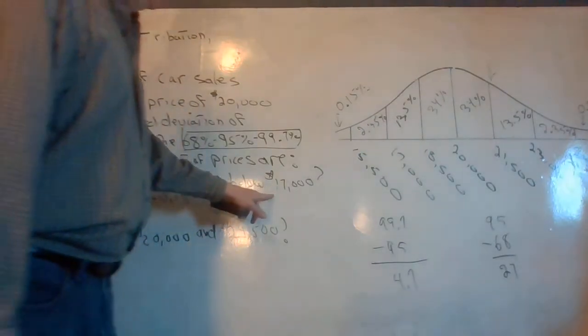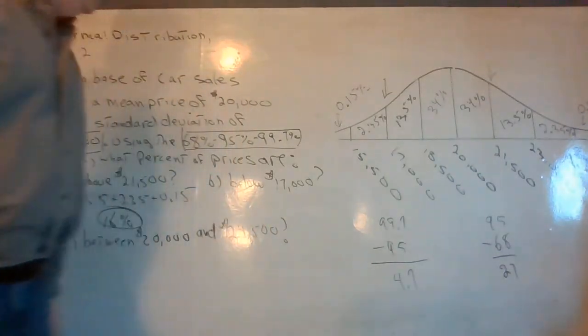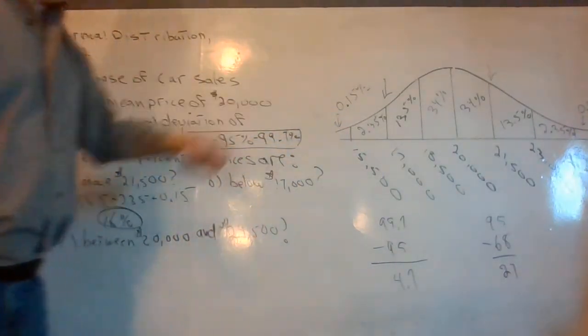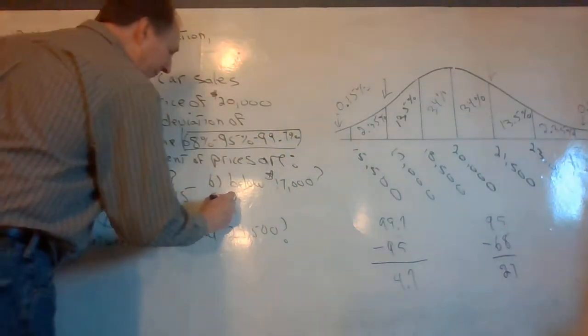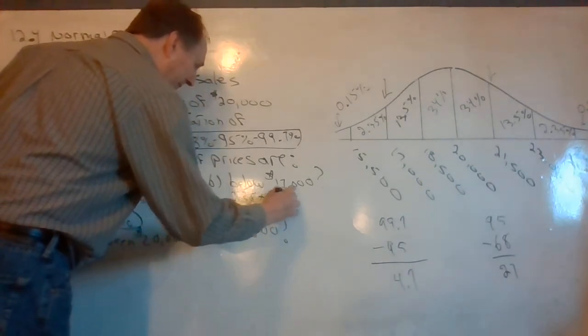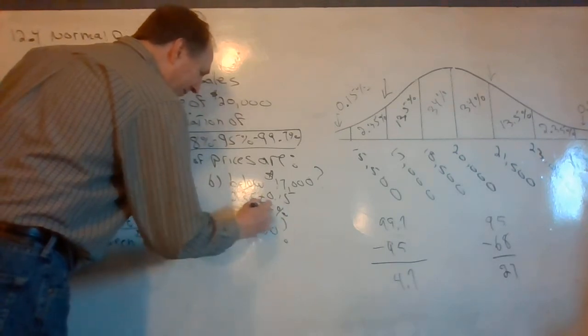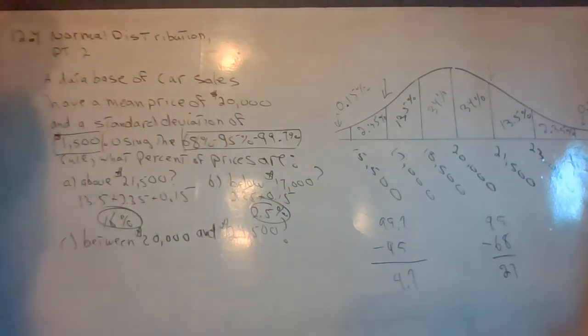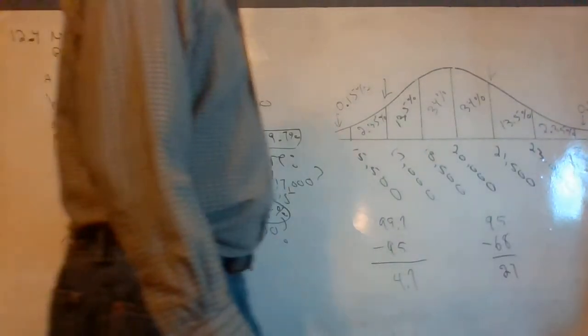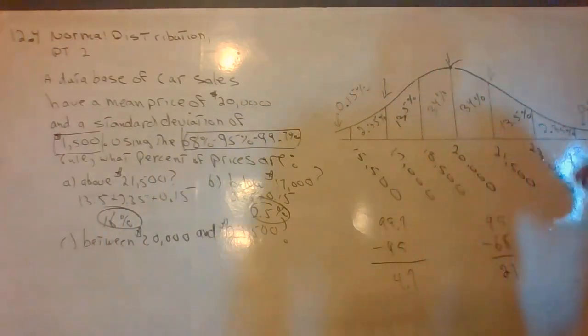Below 17,000, there's 17,000 right there. And guess what's going to be that plus that? 2.35 plus 0.15, 2.5%.